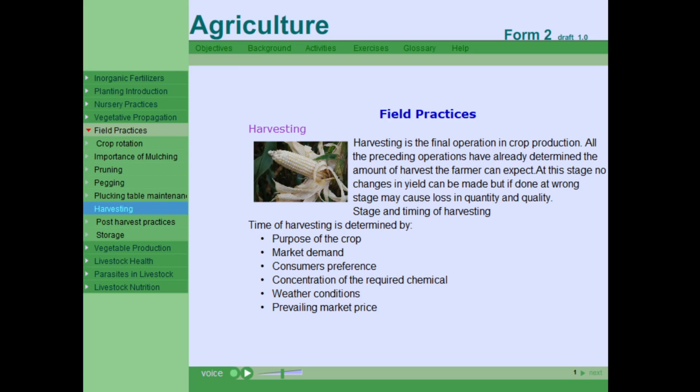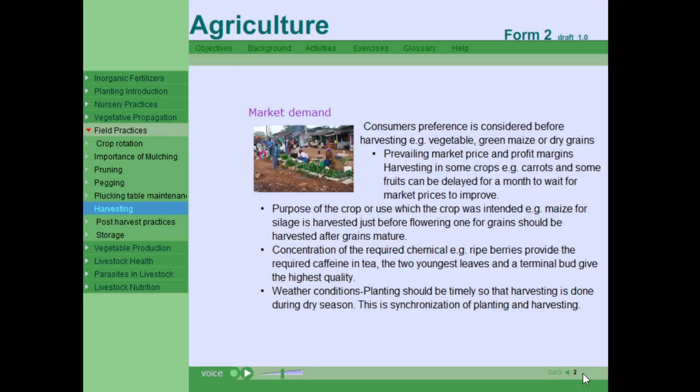Time of harvesting is determined by purpose of the crop, market demand, consumers' preference, concentration of the required chemical, weather conditions, and prevailing market price. Market demand. Consumers' preference is considered before harvesting, for example, green maize or dry grains. Prevailing market price and profit margins.